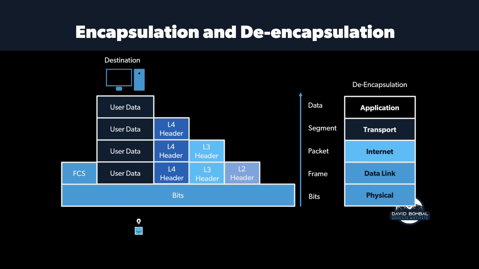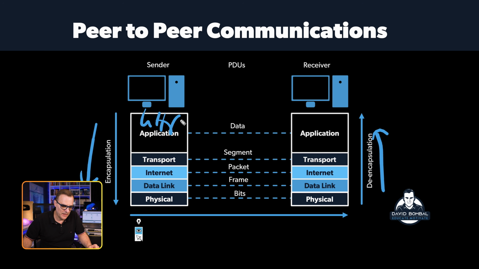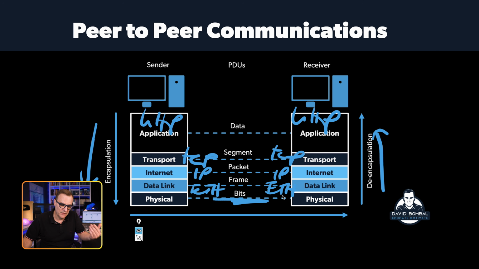So encapsulation, de-encapsulation. What's happening is each layer is communicating with the same layer on the other side. So as an example, we've got HTTP here talking to HTTP here. We've got TCP here talking to TCP here. We've got IP version 4 talking to IP version 4. We've got Ethernet 2 talking to Ethernet 2. And then the actual transmission is electrical signals or pulses of light as an example.